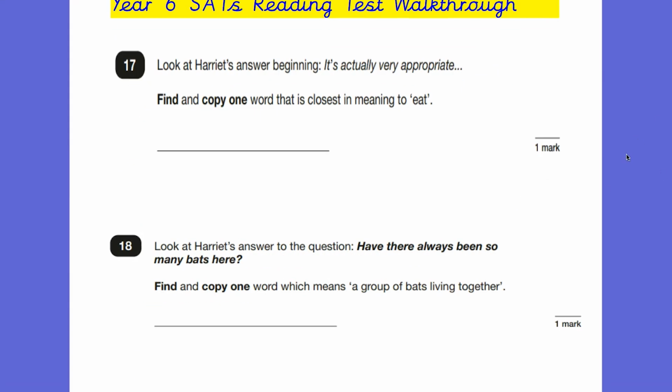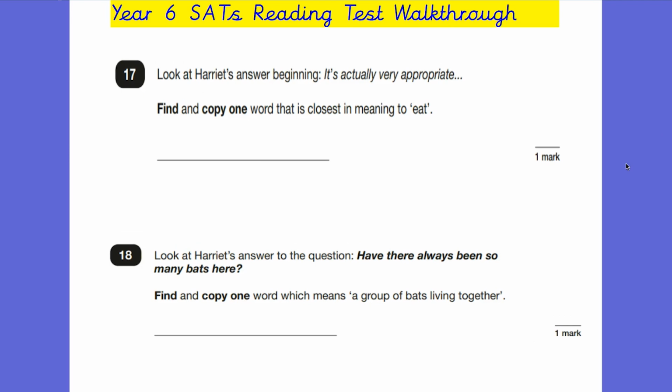Let's move on. Question 17. So, question 17 says, look at the answer beginning, "it's actually very appropriate." Find and copy one word that is closest in meaning to eat. So, here we go. I would tell my children, as soon as you see in a question, it says find and copy, you know it's a word meaning question. You know you're going to be asked to find a word or phrase that means something. So, in this case, eat. And it's also helping us, telling us where to look. Look at Harriet's answer beginning, "it's actually very appropriate." So let's go back to that section.